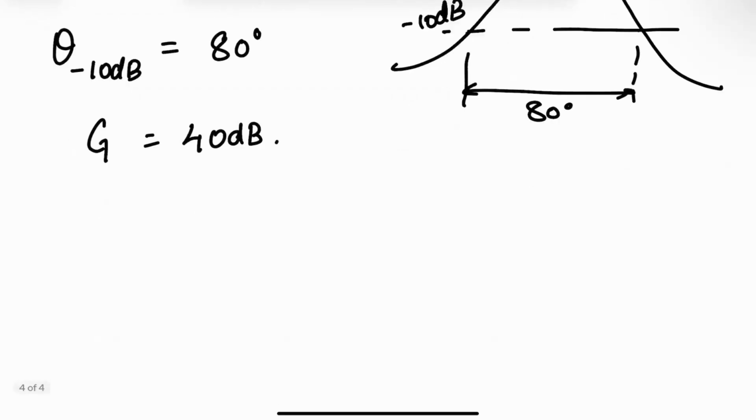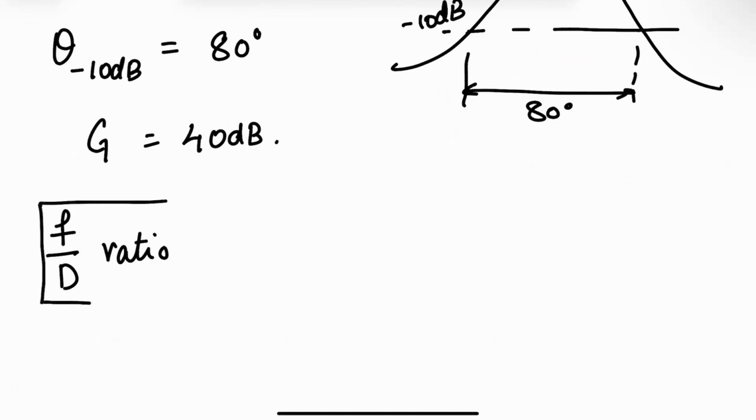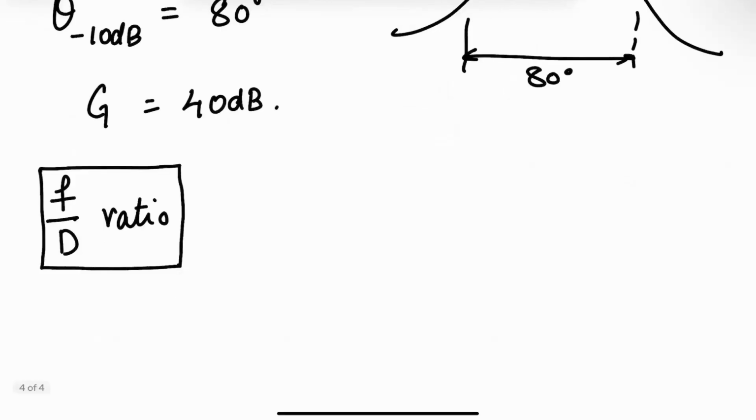Okay. An important factor is what is called the F over D ratio. This is an important ratio even beyond reflector antennas. Basically for any kind of focusing element, even lenses, this is an important ratio. So we want to know what this ratio is.